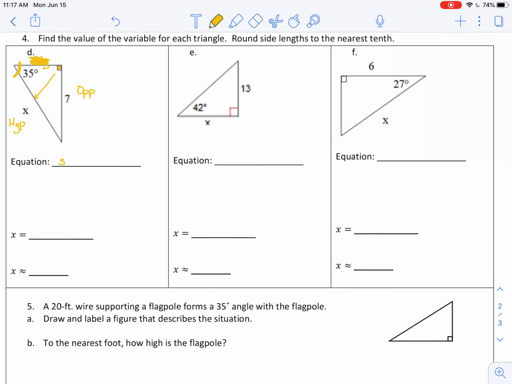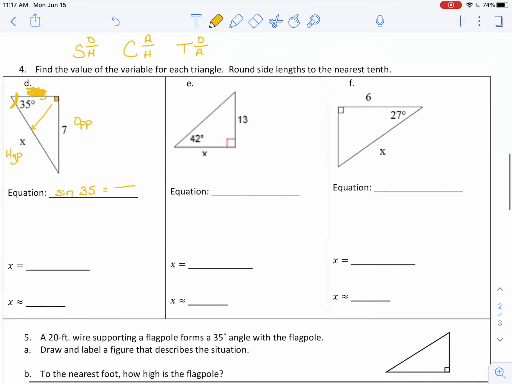So just like example 3, I'm going to put sine, I follow that up with my angle, and I set it equal to the fraction. In this case, it's going to be O over H. It's going to be 7 over X. So far this feels pretty identical to example 3. Don't skip over this though, because it is different.